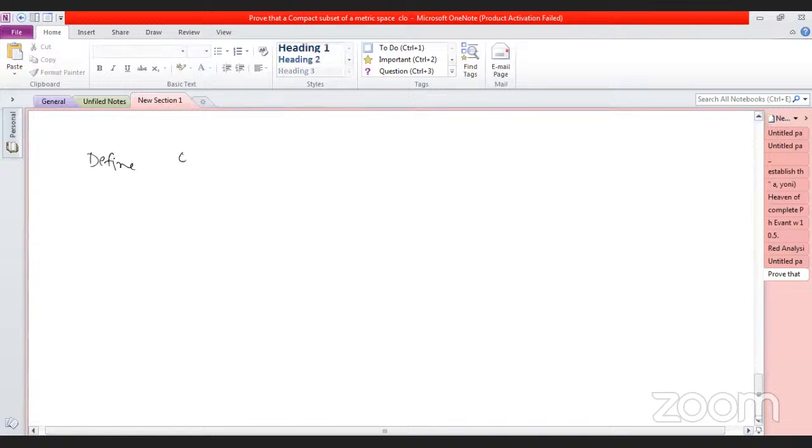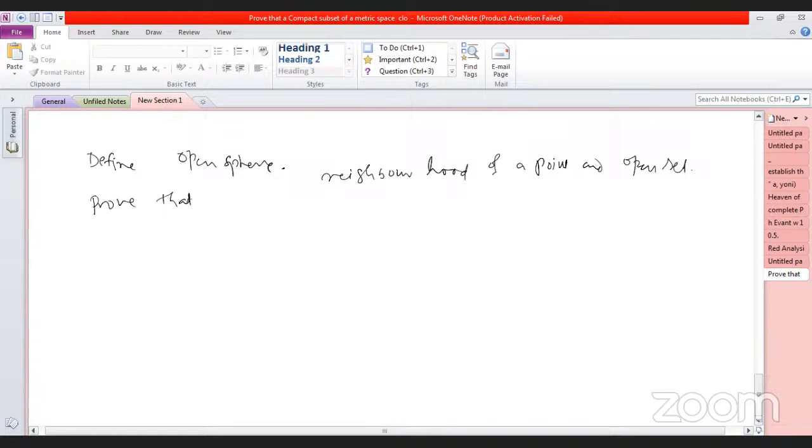Define open sphere. Tell me, this question has been asked four or five times already. First, unit neighborhood of a point, and open set. Through that, an open sphere in a metric space is an open set. This is the question. What is the open sphere? Tell me.